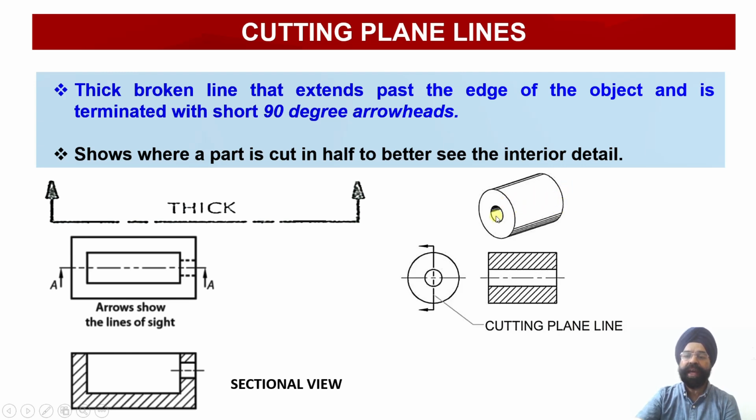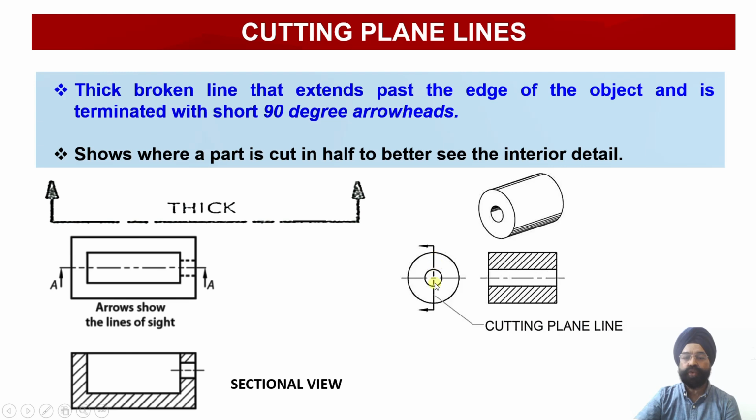Now if I want to have a proper description or the detail of the internal hole which is there in this particular object, I can cut it open. Once again, you can see this is the original solid, this is my cutting plane, and the arrow indicates the side from which I am going to look at this cut portion.